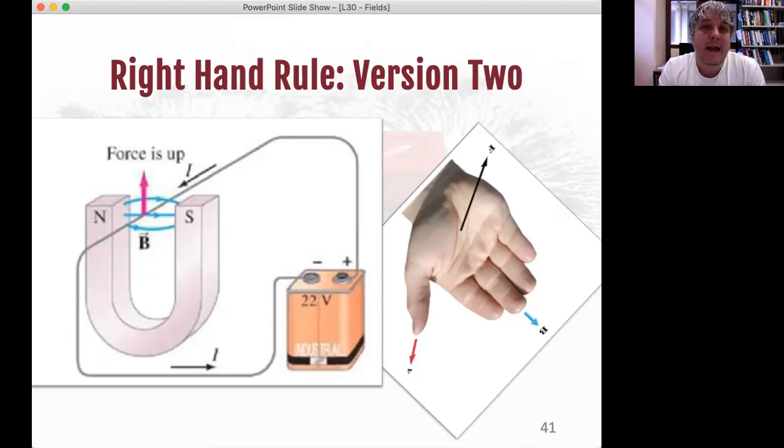If you don't have a right hand, then you will need to learn the mirror image version with your left hand, right? And that is basically that you push with the back of your hand instead of your palm. But for right hand, push with your palm.